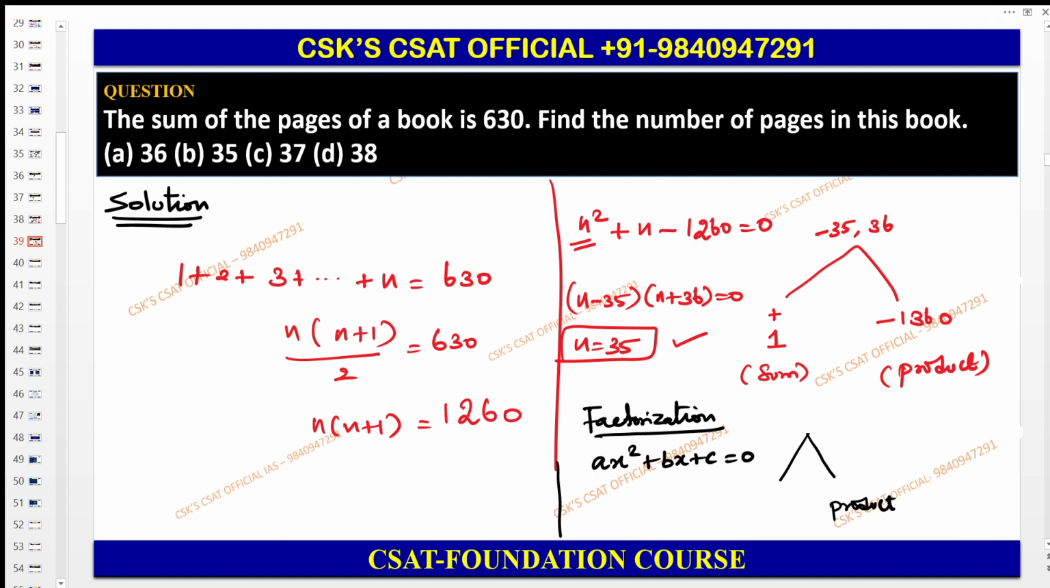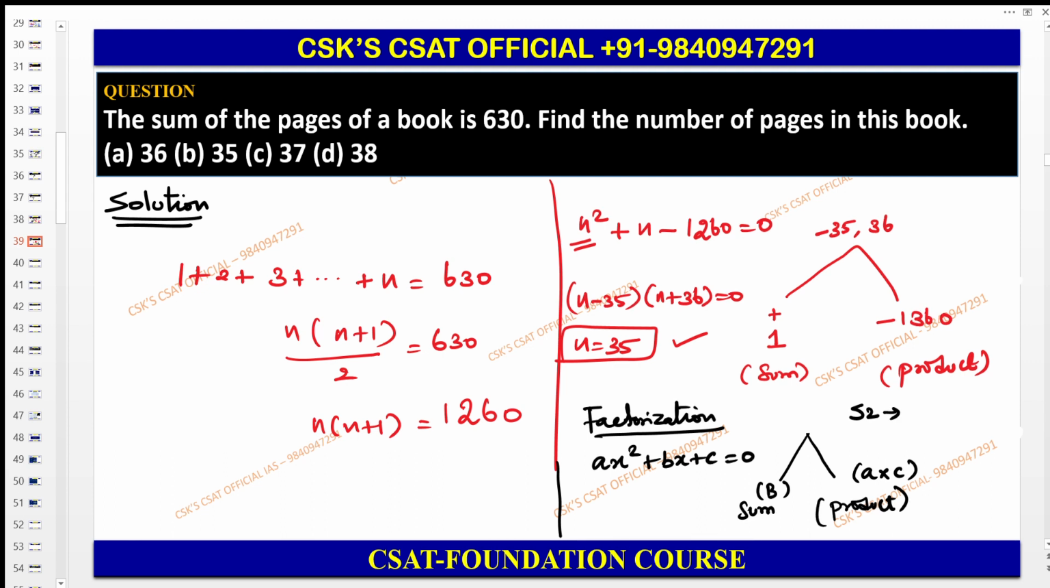Now listen very carefully. Product means a into c. That is the product. Sum here means b. That is the sum. Now, everybody clear with this one? First step. Nikita? Yes, sir. Okay. Now, step number 2.